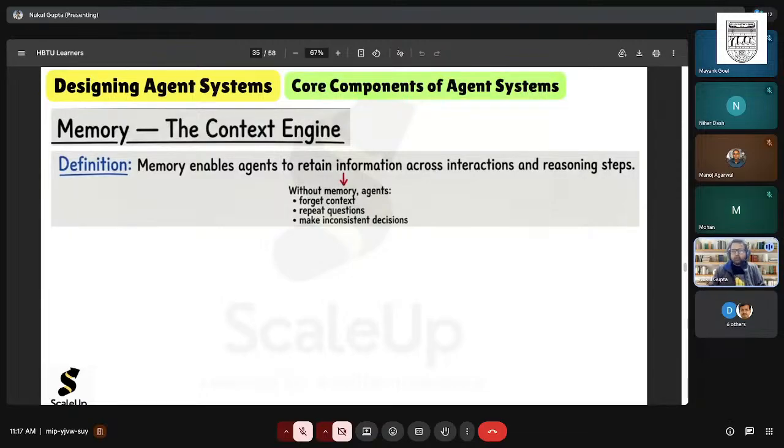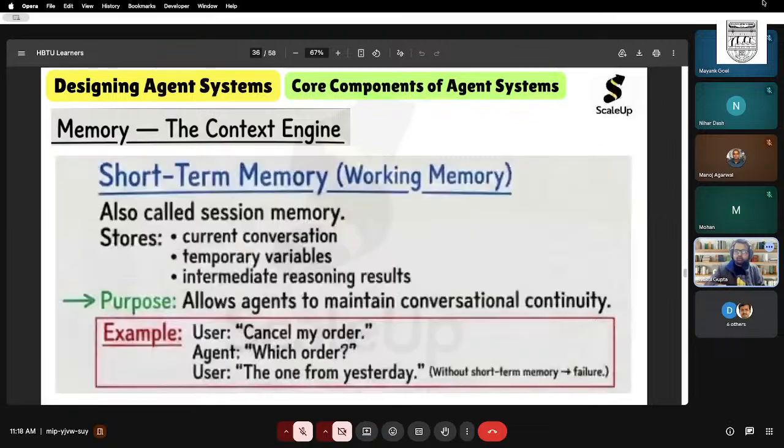Without memory, agents will just forget context because the LLMs cannot remember anything. They will ask repeating questions, they will keep clarifying, and they will make inconsistent decisions. So in prompt engineering, context plays a very important role, and hence in agentic AI systems, all the interactions we have to store in memory, so that we call it the context.